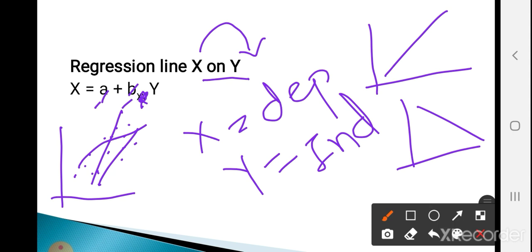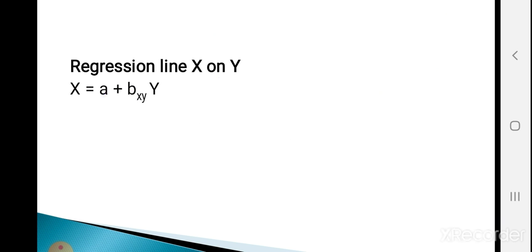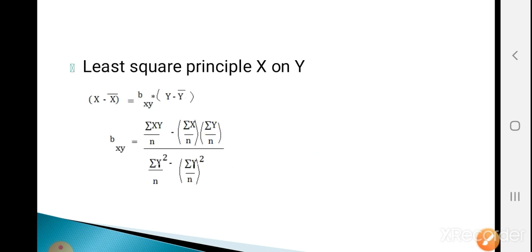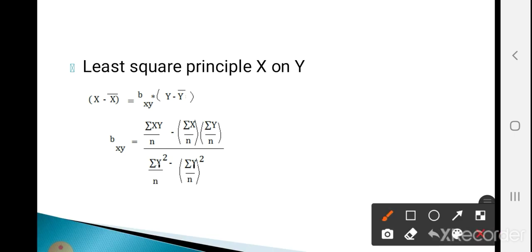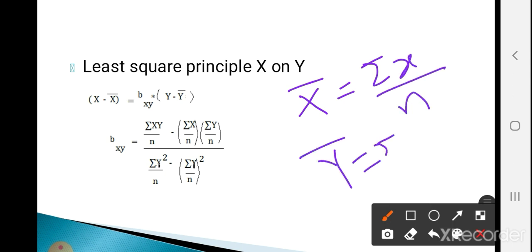So the least square principle is used for finding the values of a and b in this condition. The least square principle x on y is x minus x bar is equal to bxy into y minus y bar, where x bar is calculated as summation x upon n and y bar is calculated as summation y upon n, and bxy is the regression coefficient x on y.